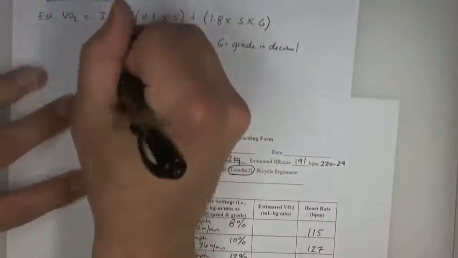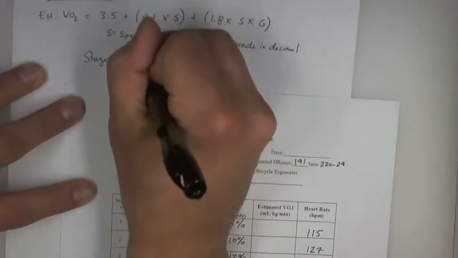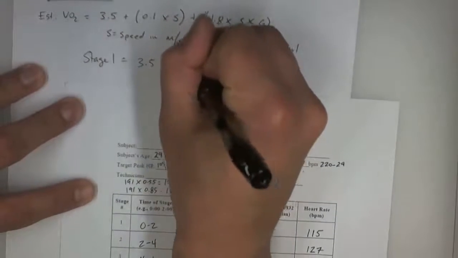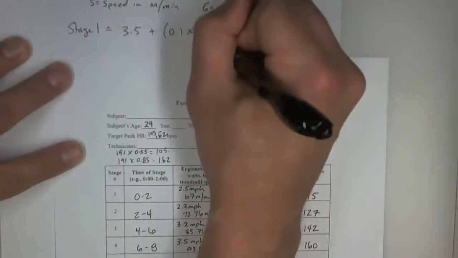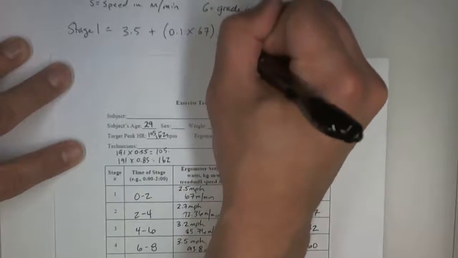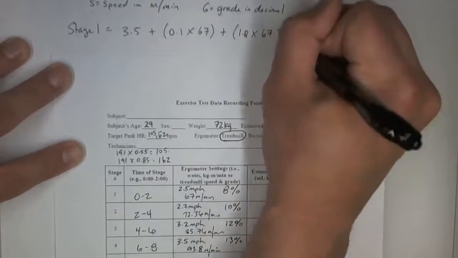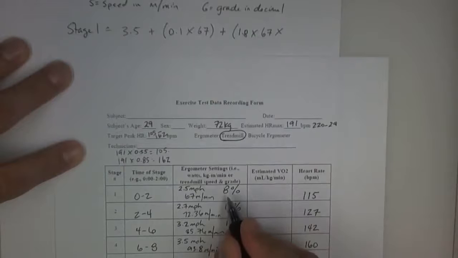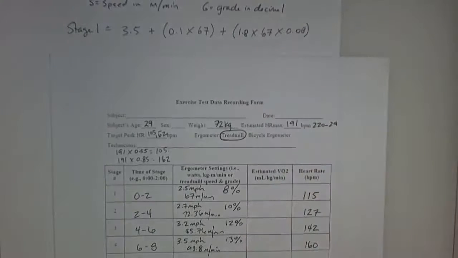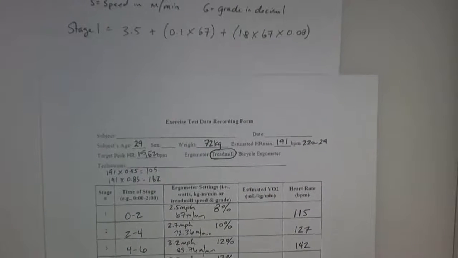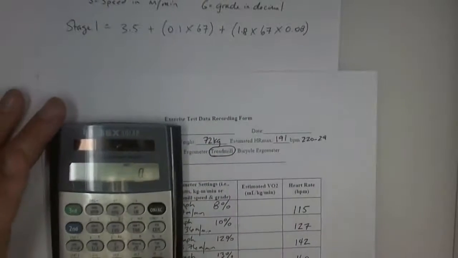So for stage 1, our estimated VO2 is equal to 3.5 plus 0.1 times our speed in meters per minute, 67, plus 1.8 times our speed, 67, times our grade in a decimal. So this is 8%, so we're going to multiply it by 0.08. Again, we'll do our parentheses first, and you'll see how I work this, but I recommend solving each parentheses first and then adding them all together.